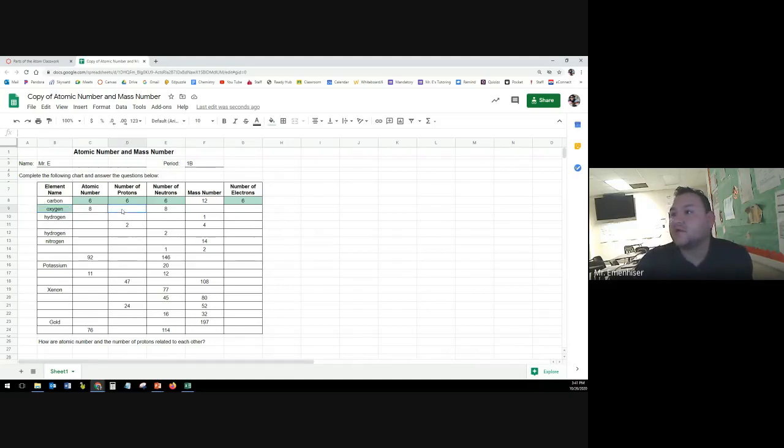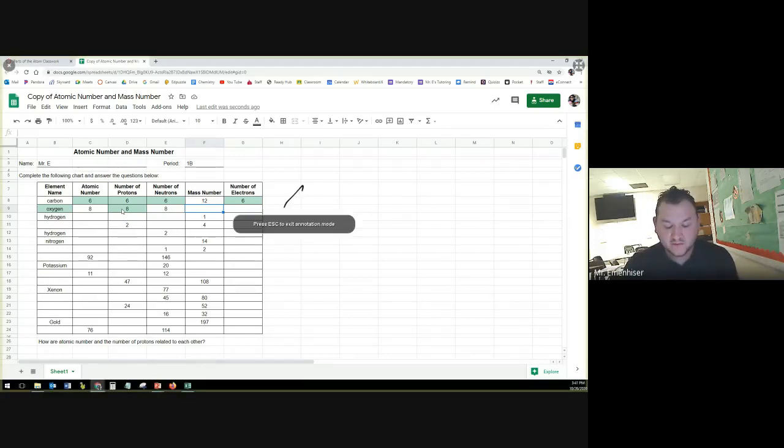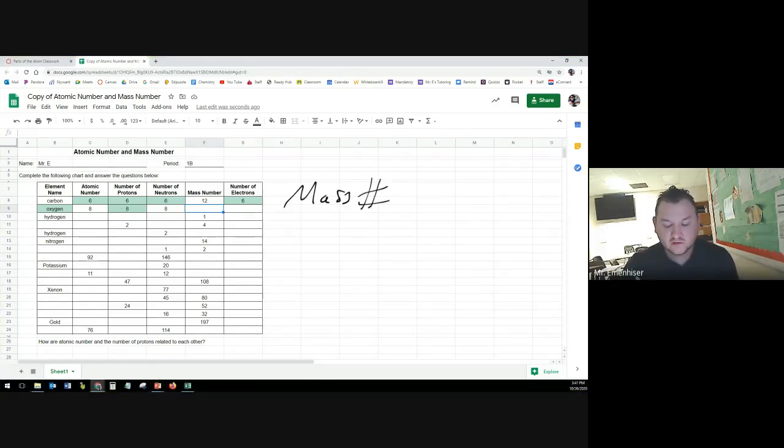Okay. Now, how many protons does oxygen have? Well, its atomic number is 8. So it has 8 protons. What is its mass number? Okay, this one's going to be a little weird to calculate, but the mass number, remember, is equal to protons plus neutrons. So in this example, protons is 8, neutrons is 8. So that's 8 plus 8, that's 16.